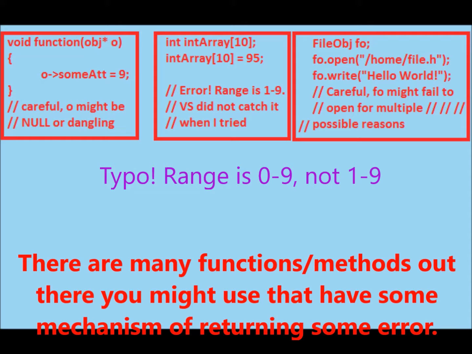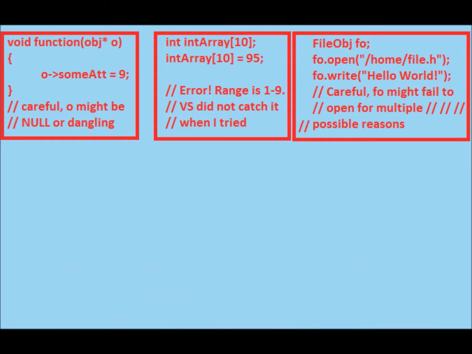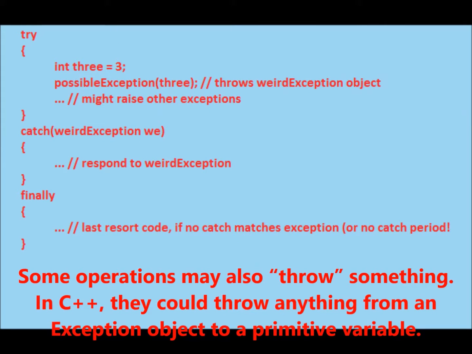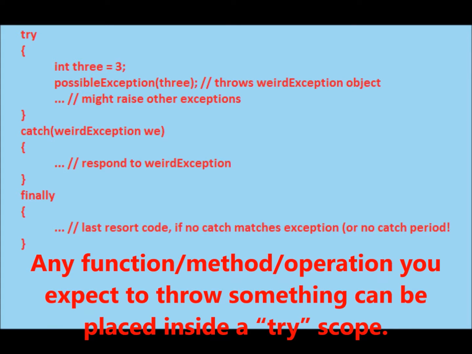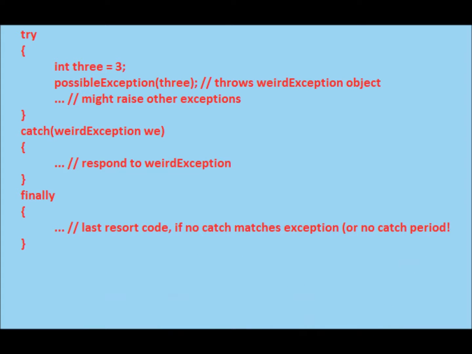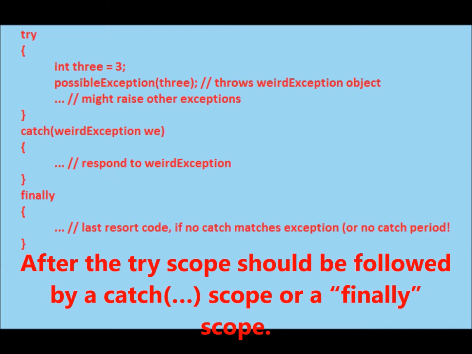There are many functions and methods out there you might use that have some mechanism of returning some error. Some operations may also throw something. In C++, they could throw anything from an exception object to a primitive variable. Any function, method, or operation you expect to throw something can be placed inside a try scope. After the try scope should follow a catch scope or a finally scope.